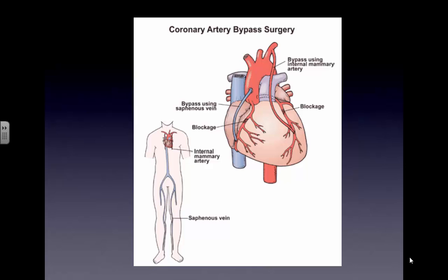Or they may do it a different way. There's another way to do it where they take a mammary artery that's already a part of the aorta, and they cut it and reattach it to this part of the coronary artery. So again, blood flows through that, and it can feed all the parts of the heart.